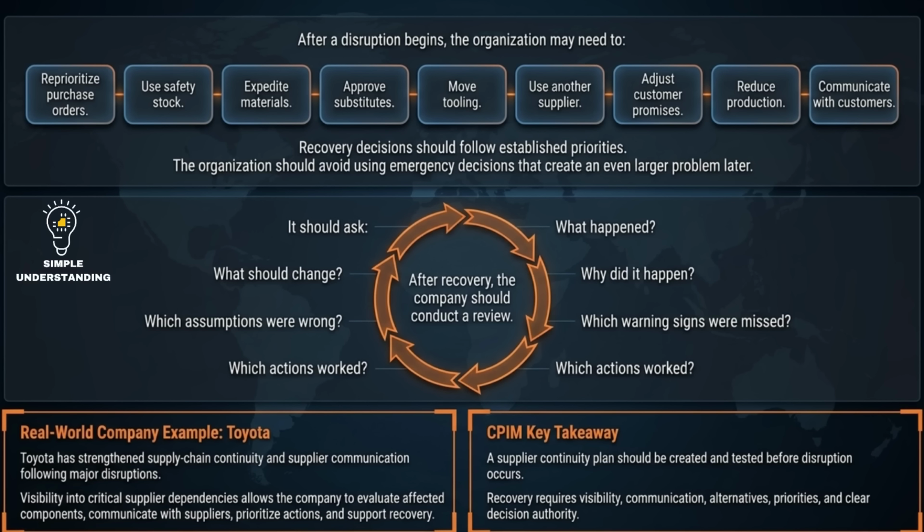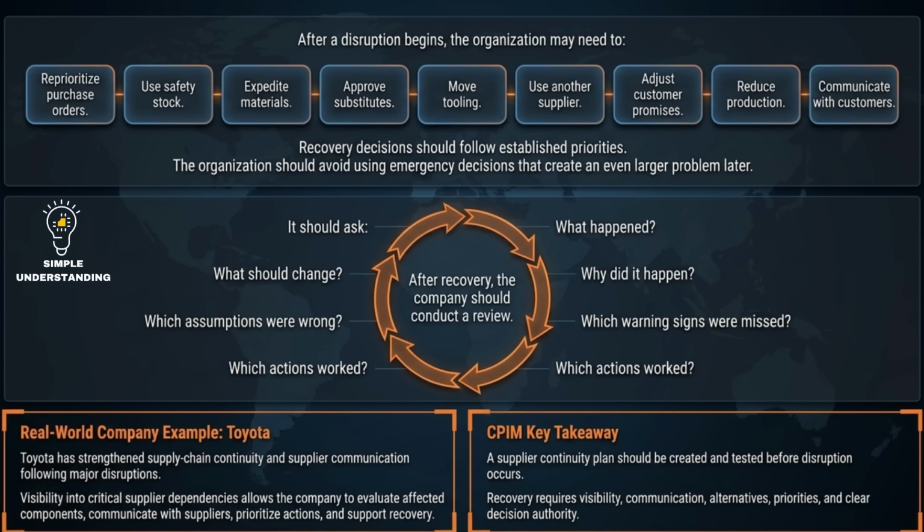After a disruption begins, the organization may need to reprioritize purchase orders, use safety stock, expedite materials, approve substitutes, move tooling, use another supplier, adjust customer promises, reduce production, and communicate with customers. Recovery decisions should follow established priorities. The organization should avoid using emergency decisions that create an even larger problem later. After recovery, the company should conduct a review. It should ask, what happened? Why did it happen? Which warning signs were missed? Which actions worked? Which assumptions were wrong?